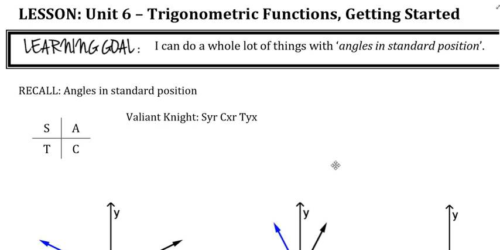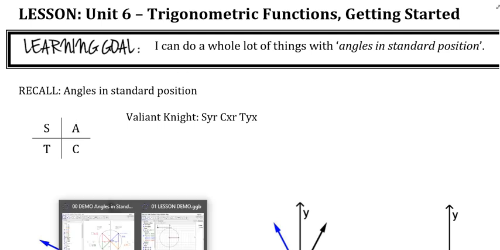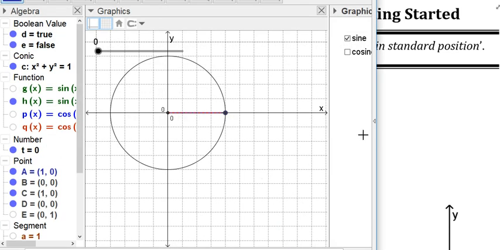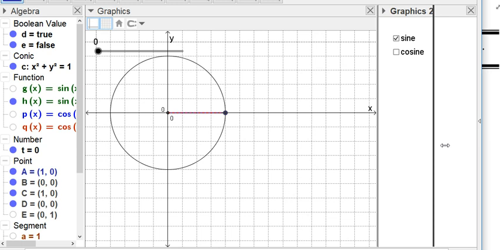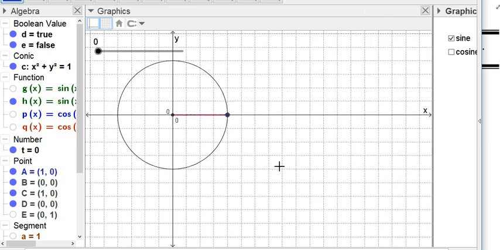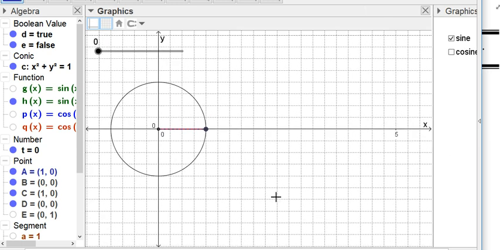Okay, so what I'm going to show you first is a little demo, trying to start building a picture of what angles in standard position are. So let's take a look. Let me give us a little bit of extra space here, because we're going to run out of space. Maybe zoom out a little bit. Here we go. We've got this circle. We call this a unit circle.